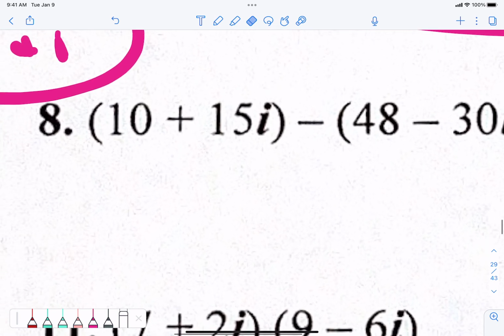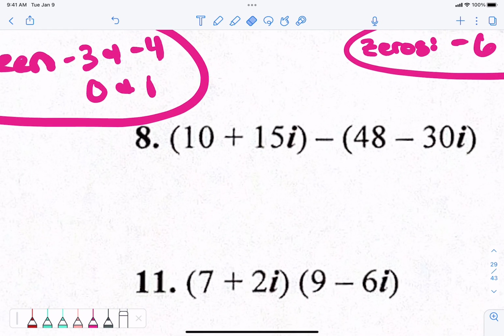Yeah. Okay, number 8. I'm going to have somebody miss this on the test. Don't let it be you.